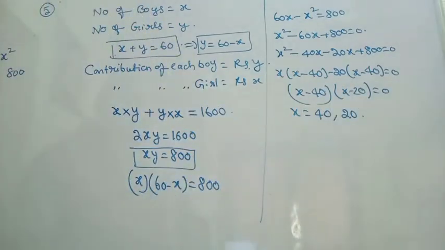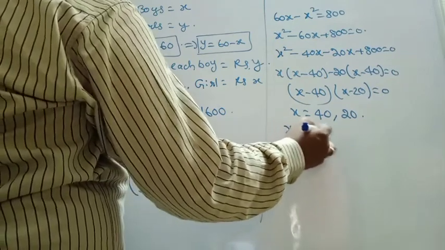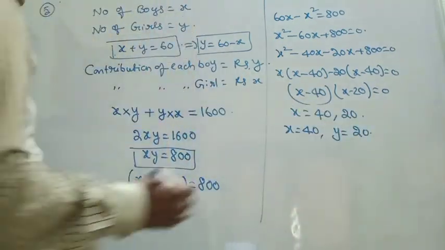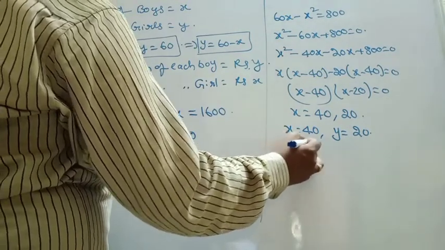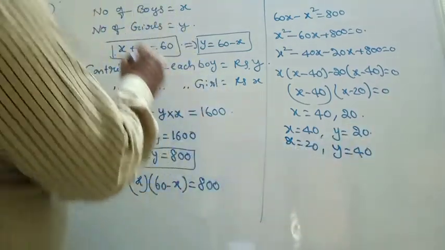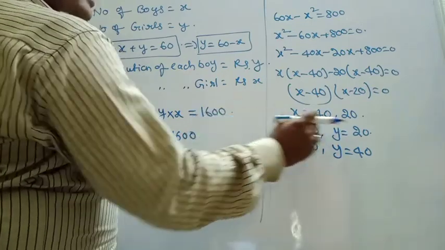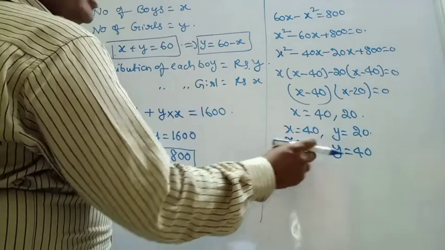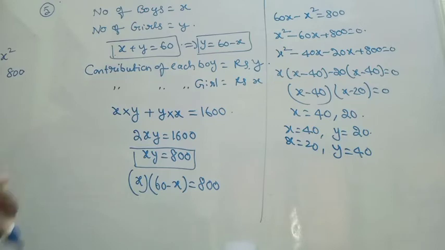Now if you take x is equal to 40, now y is equal to 20 because x plus y is equal to 60. Now if you take x is equal to 20, then y is equal to 40. Therefore, the number of boys in the first case is 40 and the girls is 20. Suppose if you take the number of boys as 20, the number of girls becomes 40. Like this, this beautiful problem can be answered.